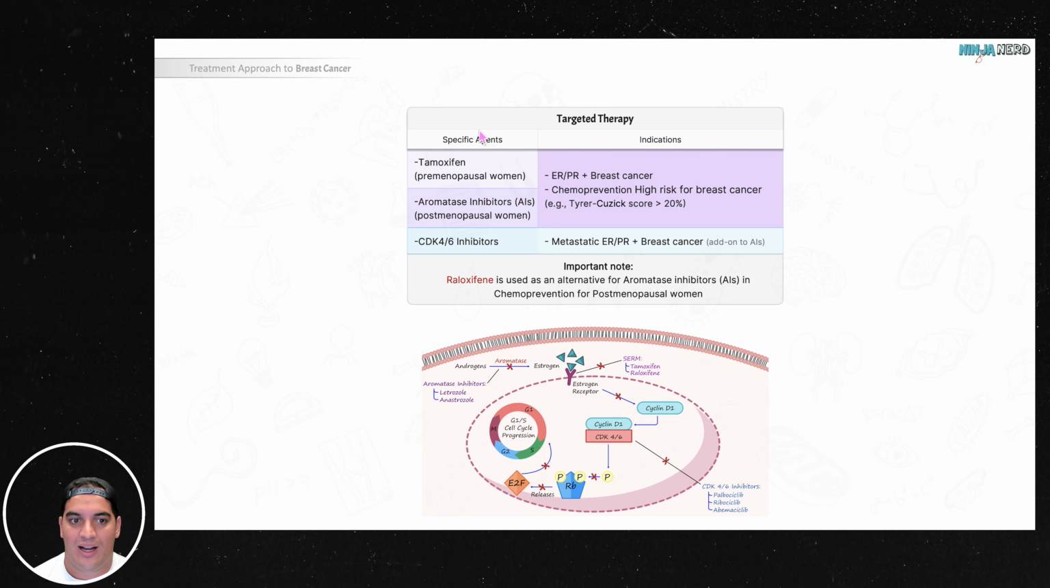All right, so that covers this. So again, we got all of these drugs and how they work in this process. These two: ER/PR positive breast cancer, chemoprevention. This one: add-on to the aromatase inhibitor in the metastatic ER/PR positive breast cancer. And raloxifene can be an alternative to this guy in postmenopausal women who you want chemoprevention.